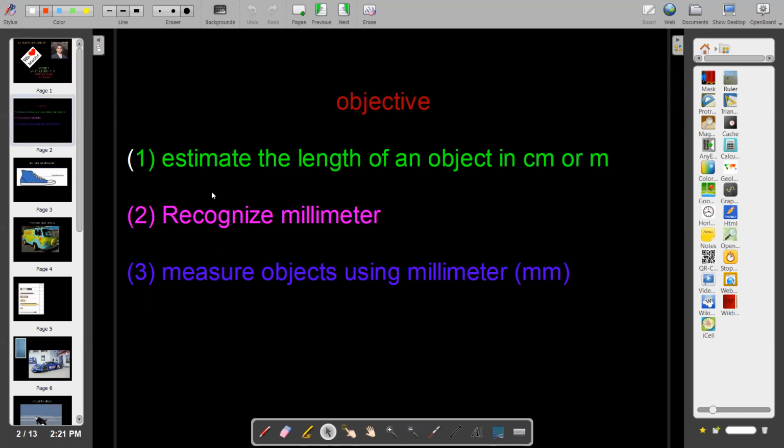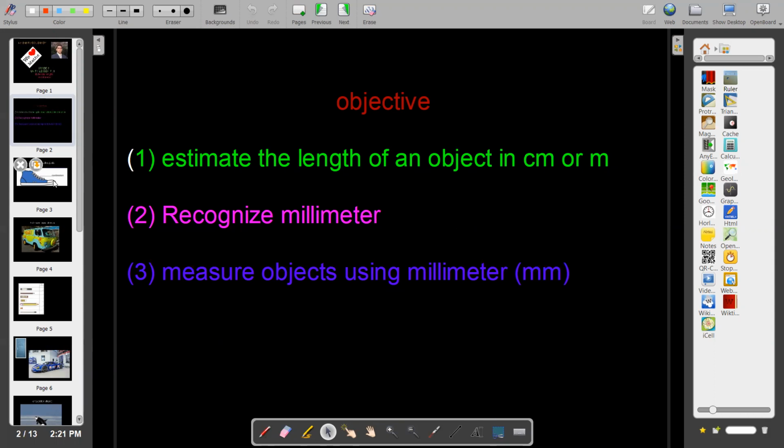Our objectives today: first, estimate the length of an object in centimeters or meters. Second, we will recognize the millimeter. Recognize, يعني نتعرف على المليمتر. We will know what the millimeter is. Third, measure objects using the millimeter.